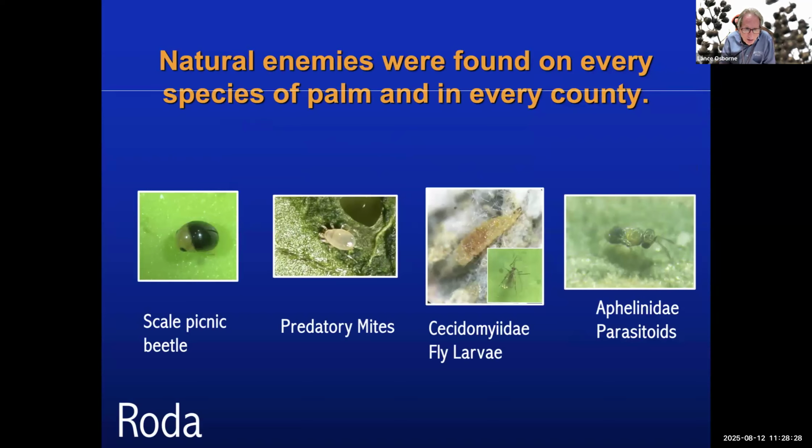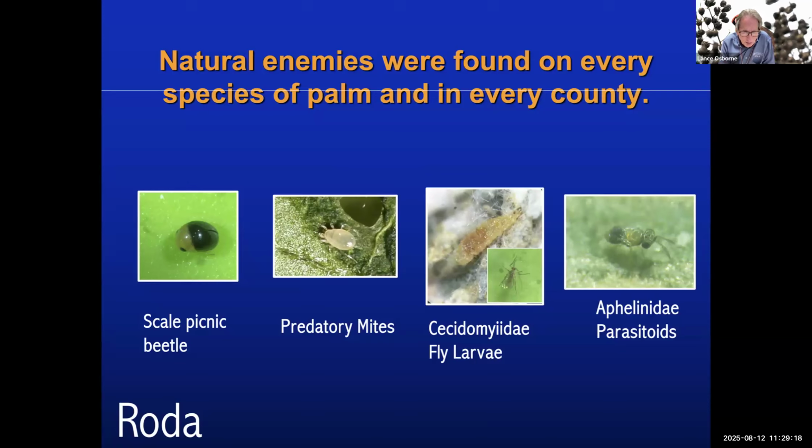Okay, these are four natural enemies. One is called the scale picnic beetle. Then predatory mites, a little tiny fly whose larval stage is a predator, and little tiny wasps like we see on whiteflies and other insects. These are attacking the hard scale, and they're asserting a certain level of control. There's a whole array of things, from caterpillars that feed on the scales, to other predatory thrips, to pathogens and that sort of thing. These particular ones that I'm showing in this slide were found in every species of palm that Dr. Rhoda sampled, and in every county where she looked. So there's a good contingent of natural enemies.